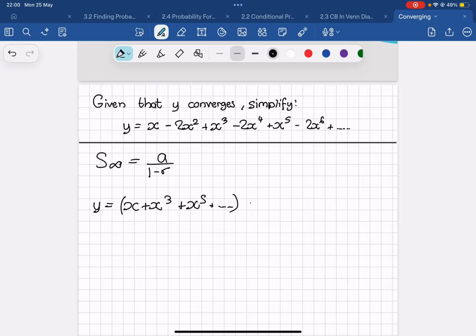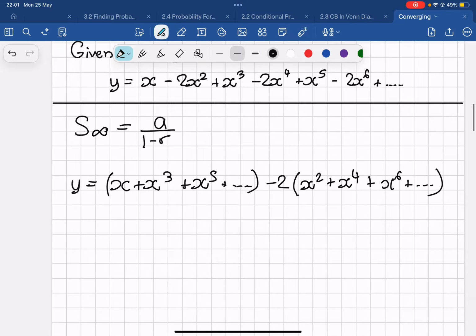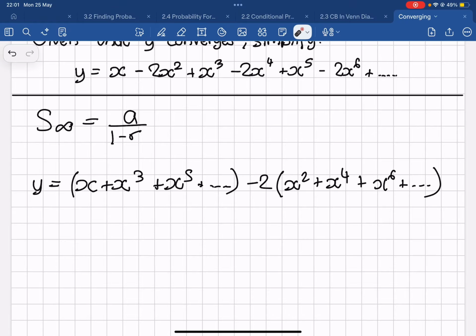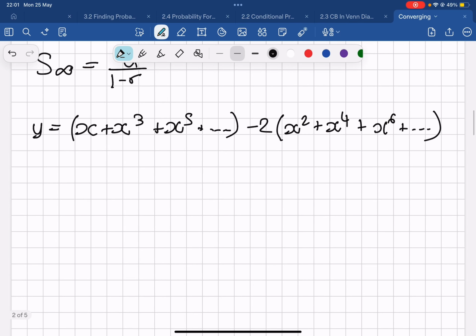And then we can plus or minus 2. So we're taking out minus 2 from all the even powers. So we have x squared plus x to the 4 plus x to the 6 and so on and so forth. Now what's inside the brackets looks slightly similar. So we have 1, 3, 5, 2, 4, 6. So sort of trying to group everything together.